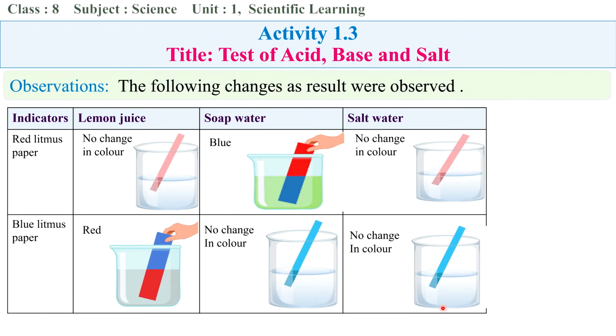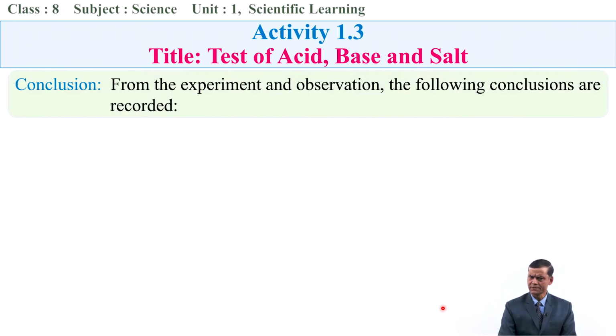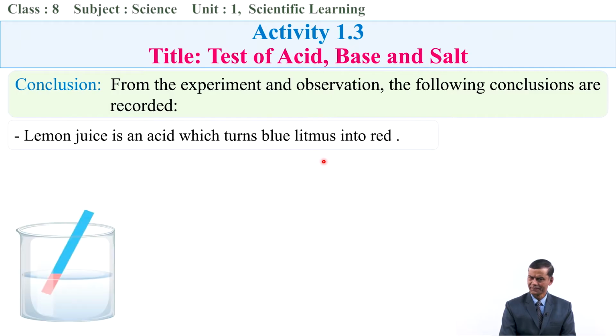By this observation, dear students, what is the conclusion of this experiment? Did you think? Yes, we have already decided that by the litmus paper. Let's discuss the conclusion of the experiment. From the experiment and observation, the following conclusions were recorded. Remember, lemon juice is acid, which turns blue litmus into red color like this. Look at it, blue litmus paper was turned into red color in the acid solution.